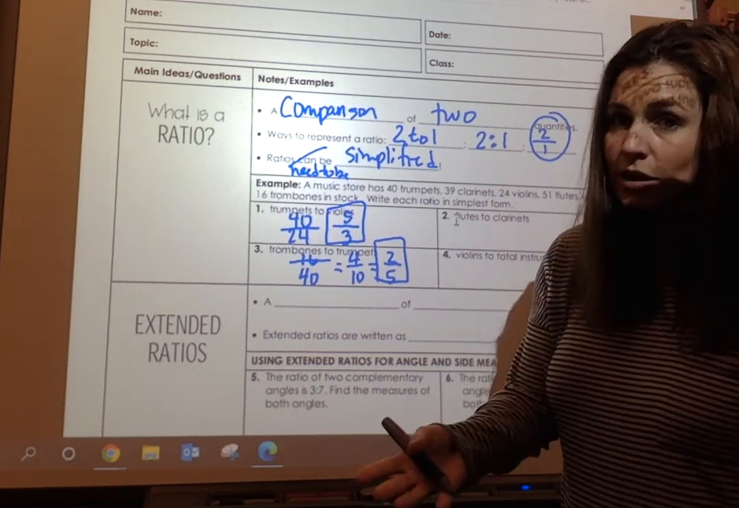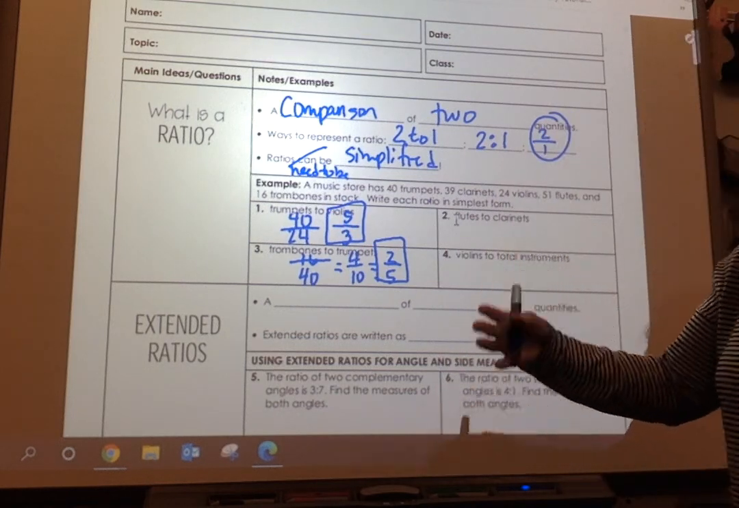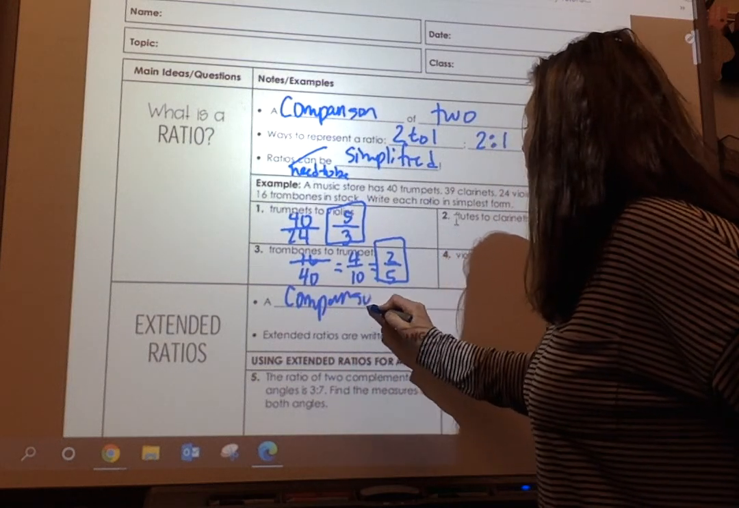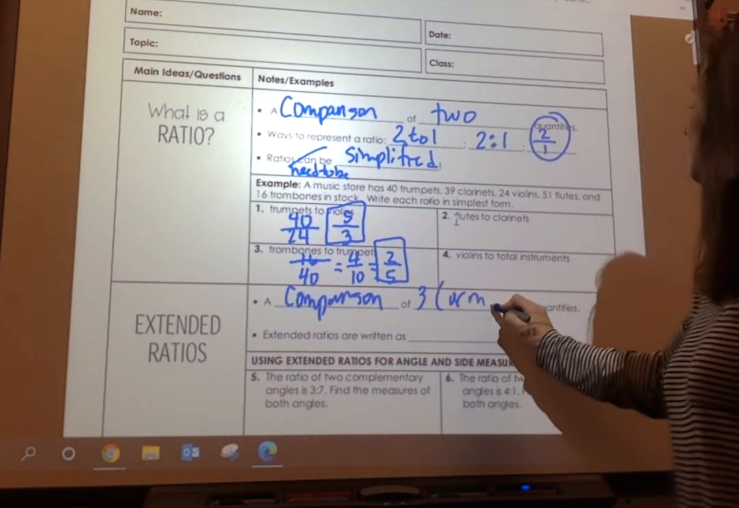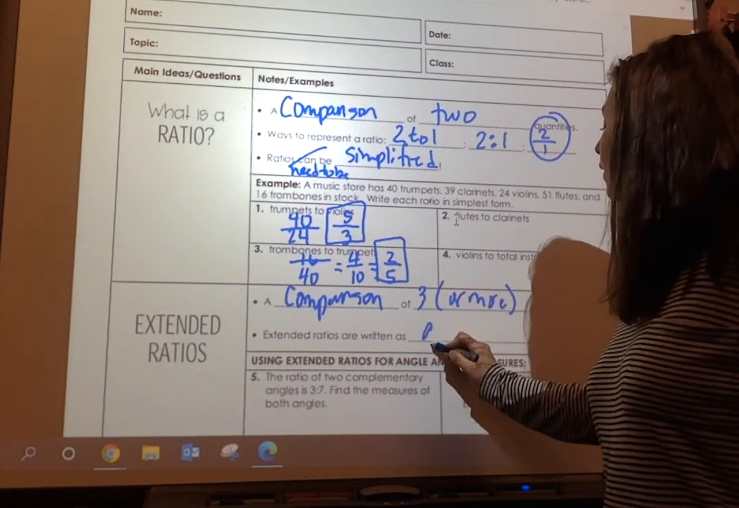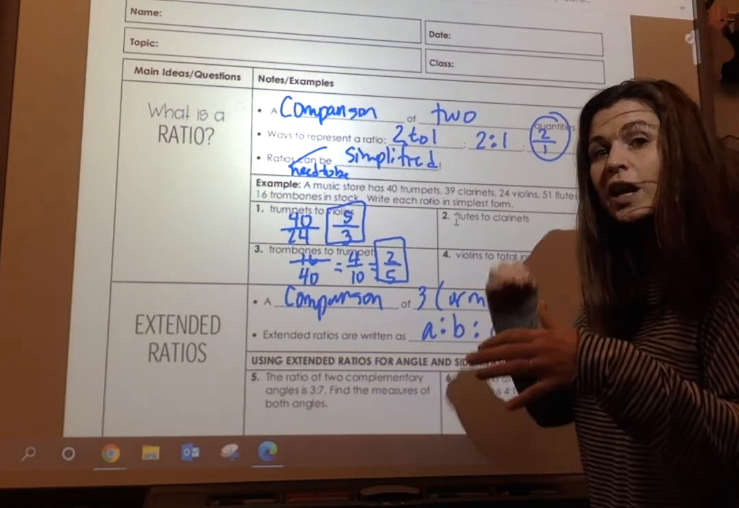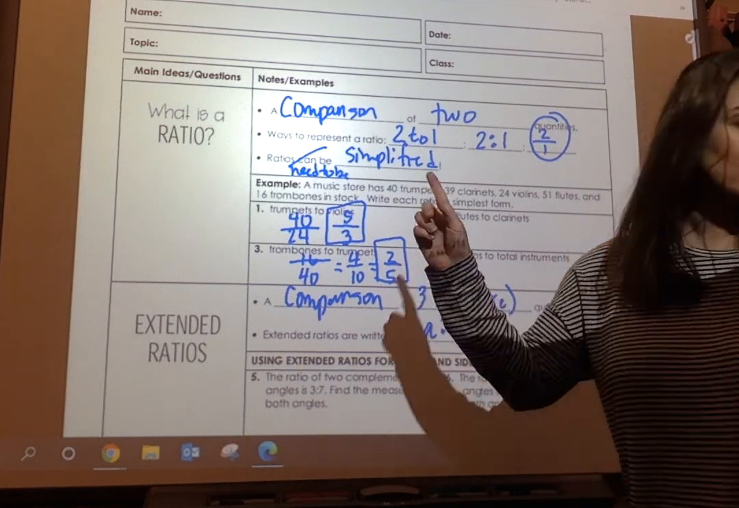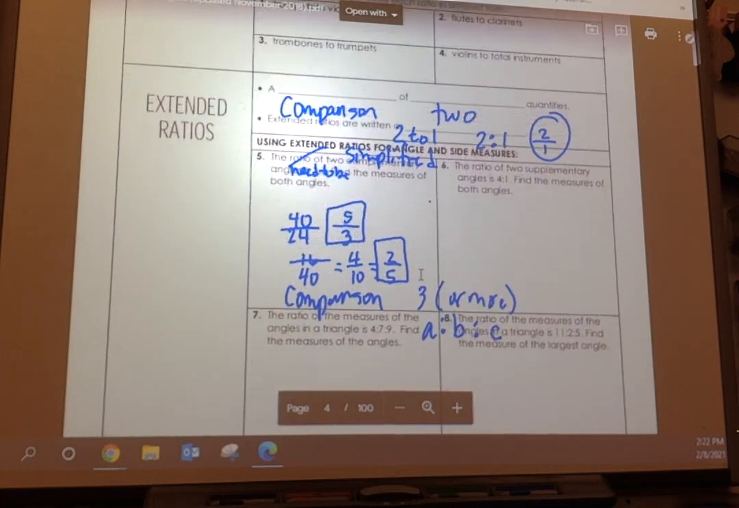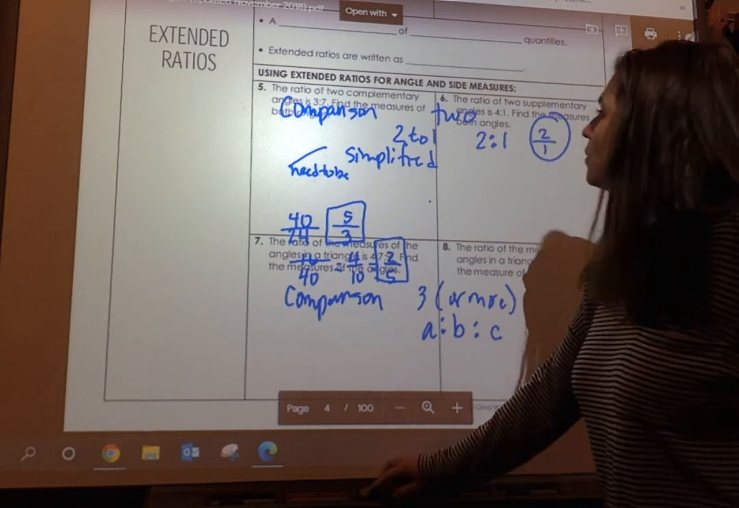When we talk about extended ratios, we didn't get into a lot of that last year, but an extended ratio is a comparison of three or more quantities. And extended ratios are written specifically with colons. So you have A to B to C. We wouldn't do it as a fraction because you can't have a fraction over a fraction. So let me move my screen up and then we will go over examples of these. We will be doing extended ratios a lot with similar triangles.